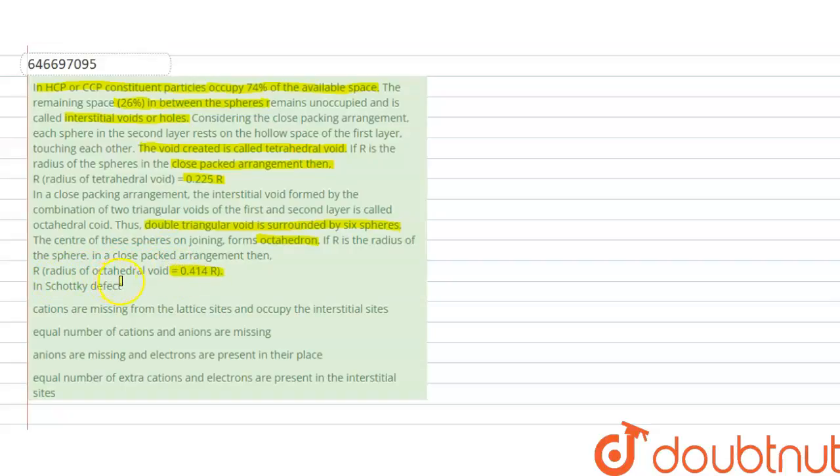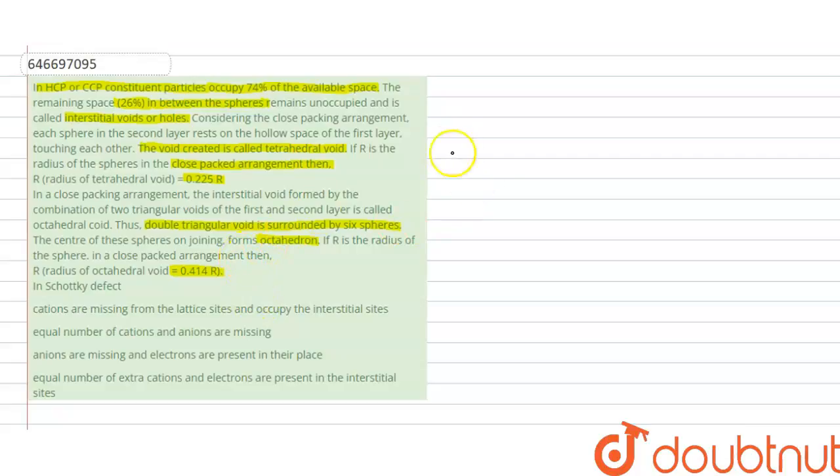In Schottky defect, the options are: option 1, cations are missing from the lattice site and occupy the interstitial site. Option 2, equal number of cations and anions are missing. Option 3, anions are missing and electrons are present in their place. Option 4, equal number of extra cations and electrons are present in the interstitial site. So let's see the solution. In this question, what happens in Schottky defect?